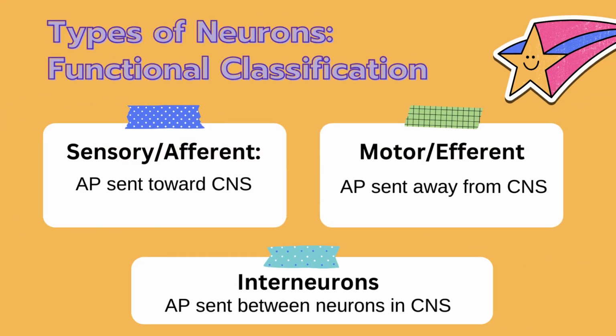We classify neurons functionally and structurally. Functionally, we consider what direction the action potential flows. Sensory or afferent neurons send action potentials toward the central nervous system. Motor or efferent neurons send action potentials away from the central nervous system. And interneurons send action potentials between neurons in the central nervous system.